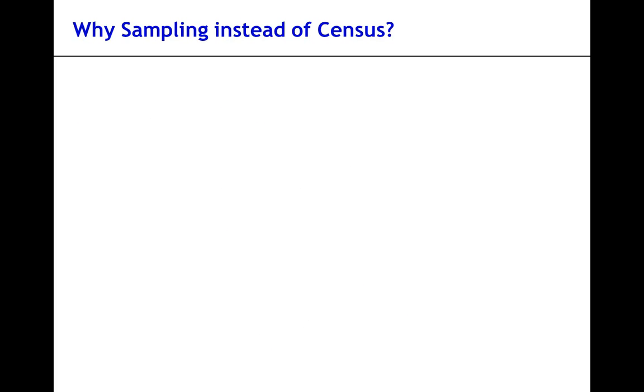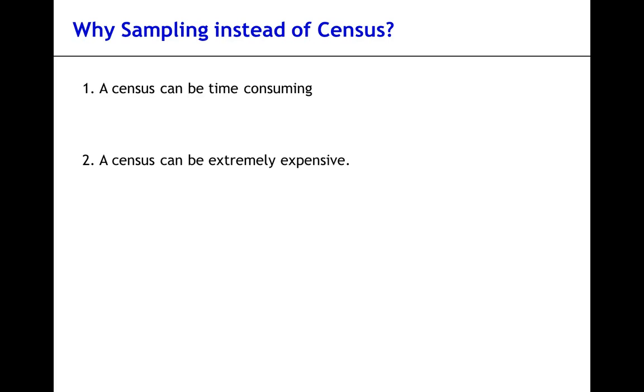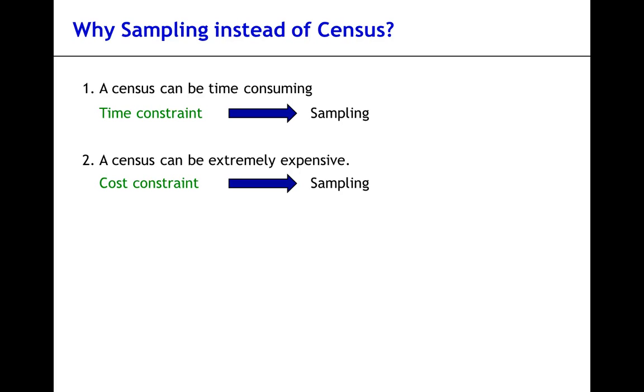So why do we do sampling instead of conducting a census for the entire population? 1. A census can be time-consuming, and 2. A census can be extremely expensive. Contacting every member or household of a country requires lots of time, money, and resources. Hence, time and cost constraints are the reasons why the Singapore Department of Statistics can only conduct a population census once every 10 years. The last one was done in 2010.